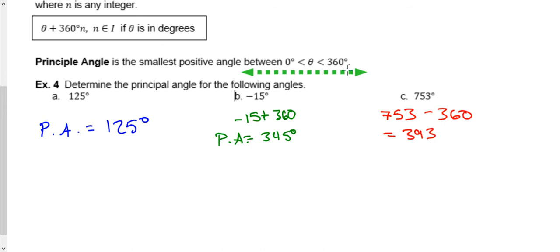Again, we're still higher than 360, so I'm going to subtract off another 360 there. And now where are we at? We're at 33 degrees, and 33 degrees is going to be my principal angle. And there you have it.